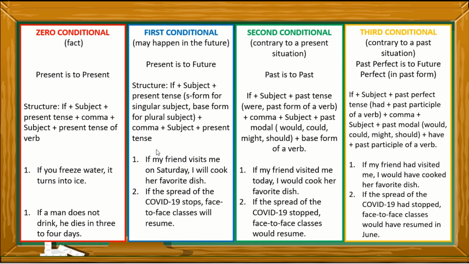Okay. So the examples here are if you freeze water, it turns into ice. Present, freeze, and turns present. So present is the present. Next one, present is the future. Let's have visits and will cook. Then this one, past is the past, visited and would cook. And past perfect is the future. Past perfect had visited and would have cooked. That's the future perfect in past form.